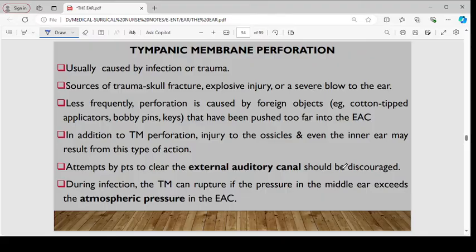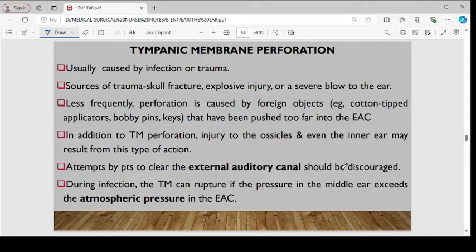Sources of trauma could be a skull fracture, explosive injury, or a severe blow to the ear. Less frequently, you find that perforation is caused by foreign objects, e.g. cotton-tipped applicators, bobby pins, or keys that have been pushed too far into the external auditory canal. In addition to tympanic perforation, injury to the ossicles, and even the inner ear, may result from this kind of injury. So attempts by patients to clear the external canal should therefore be discouraged.